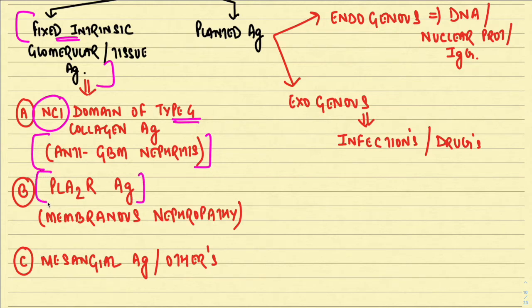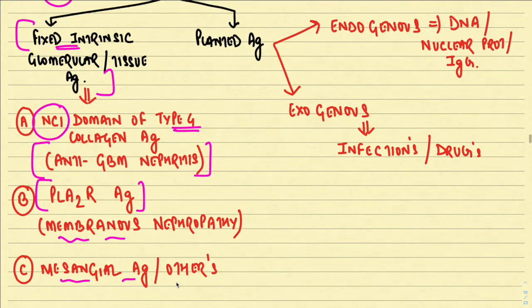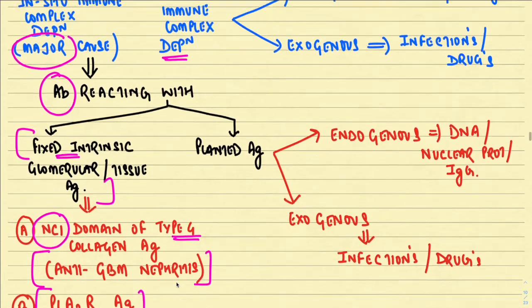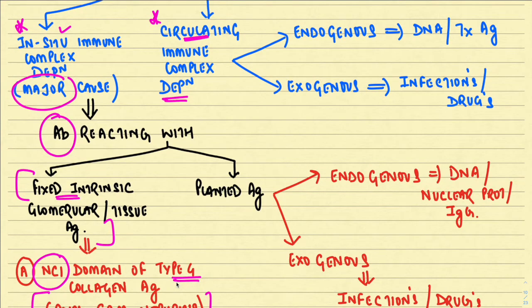Another type of antigen is the PLA2R antigen, which is involved in membranous nephropathy. And thirdly, there can be certain mesangial antigens or other antigens. So these are the fixed intrinsic glomerular or tissue antigens in case of in situ complex deposition. Now the antibodies can also react with certain antigens which by themselves were not present in the kidney, but were believed to be planted in the kidney.